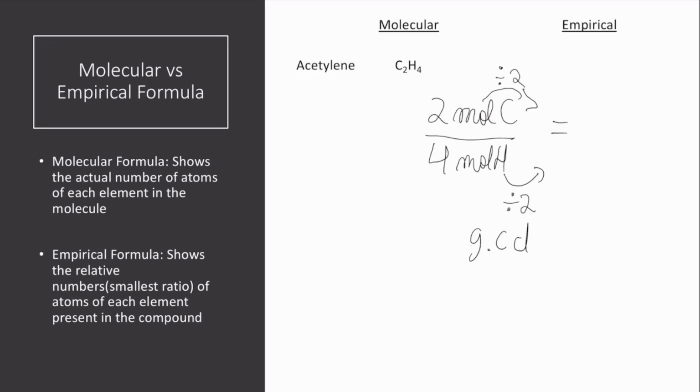So this gives 1 mole of carbon for every 2 moles of hydrogen. And this is the smallest ratio of moles of carbon to moles of hydrogen. So we use this ratio to write the empirical formula. 1 carbon and 2 hydrogens. And this is the empirical formula for acetylene.